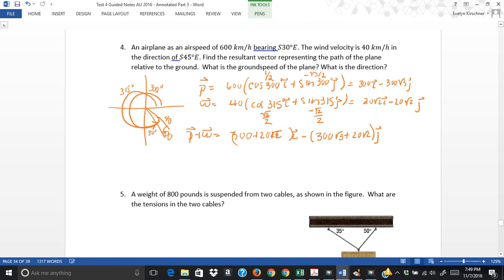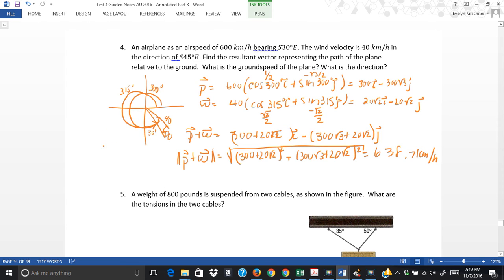I want to know the ground speed, that's the magnitude of this, which is the square root of (300 plus 20 radical 2) squared plus (300 radical 3 plus 20 radical 2) squared, the whole square root of that. And if I calculate that, that's 638.7 kilometers per hour. Now I want to know the direction.